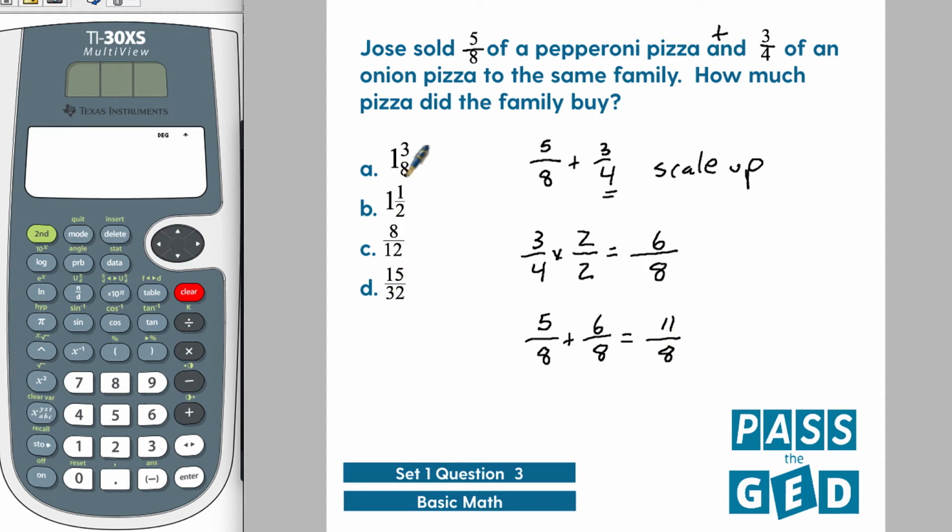That is not one of our answer choices, but we do have the mixed fractions here. So what we can do is say, well, how many times does 8 go into 11? It goes 1 time, 1 times 8, and then we subtract 8 from 11, and we get 3, which is going to be 1 and 3 over 8, and our answer is A.